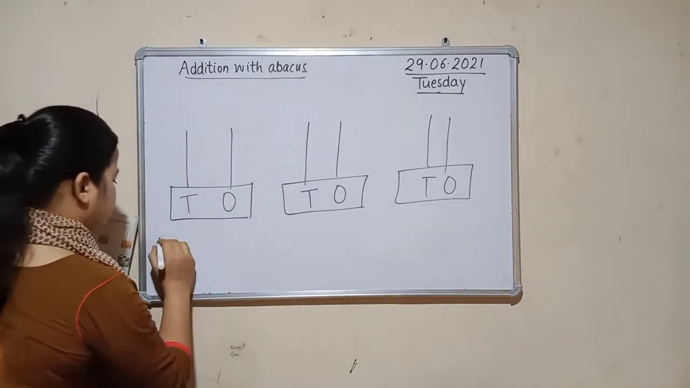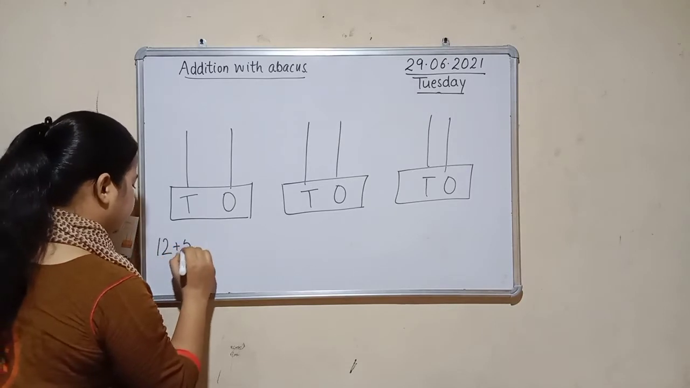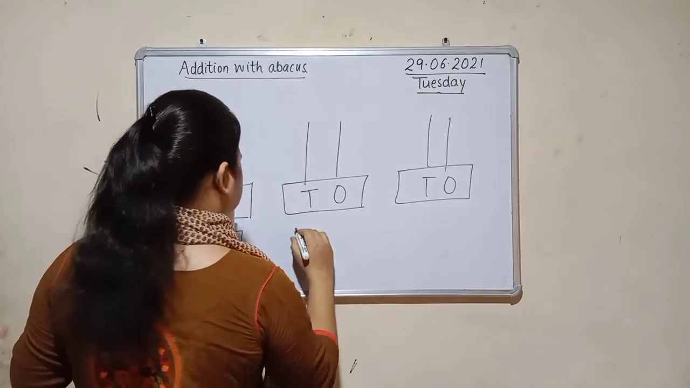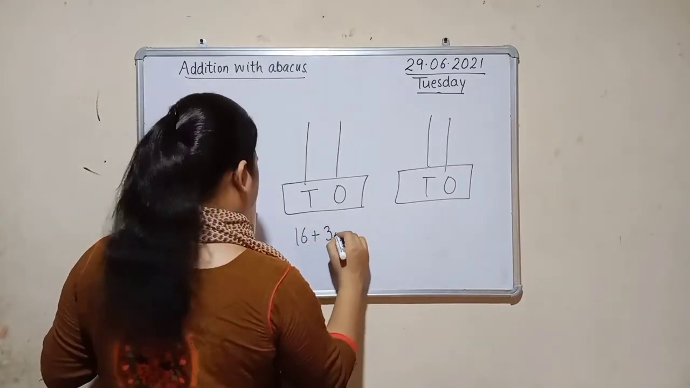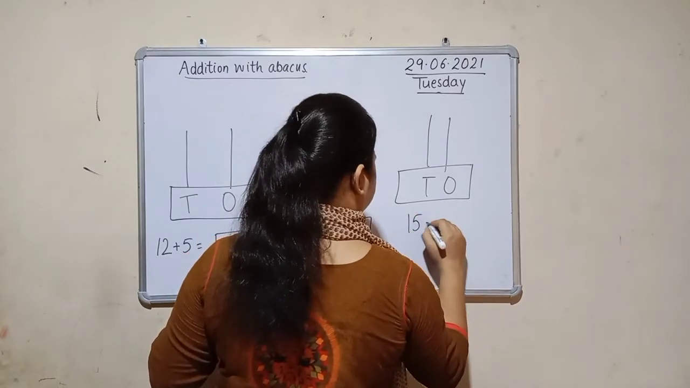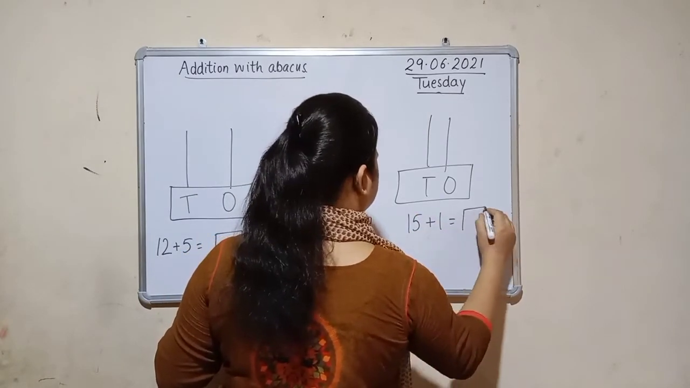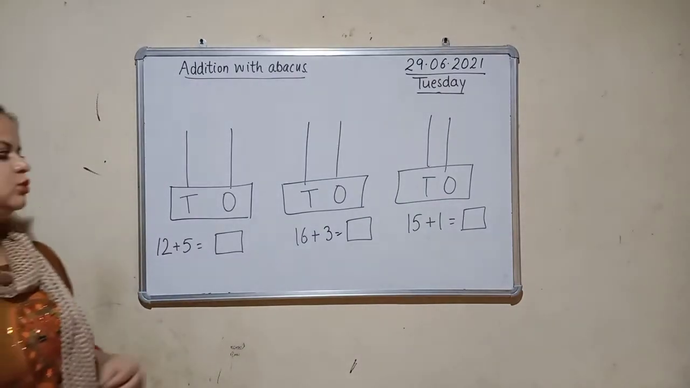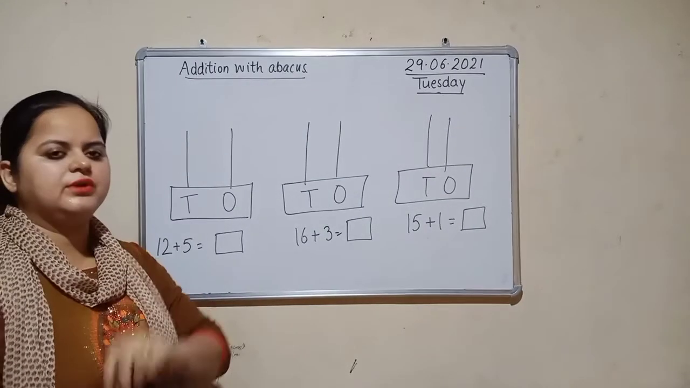Okay, the first sum is 12 plus 5. Next is 16 plus 3. And last is 15 plus 1. Now we will do these three sums. You have to do in your book now.